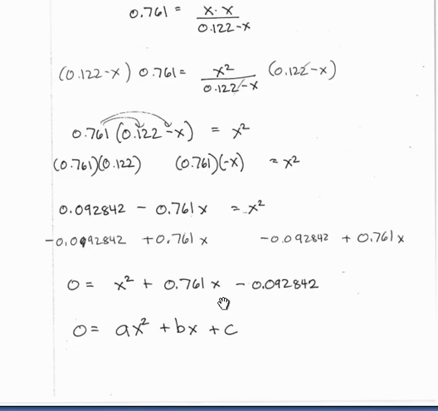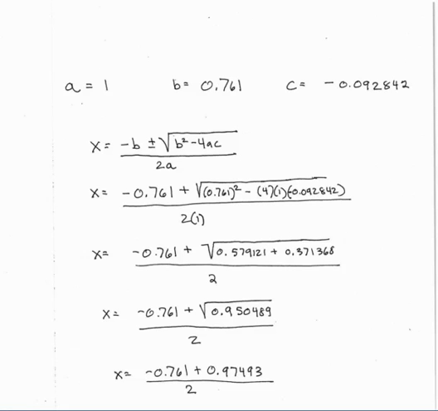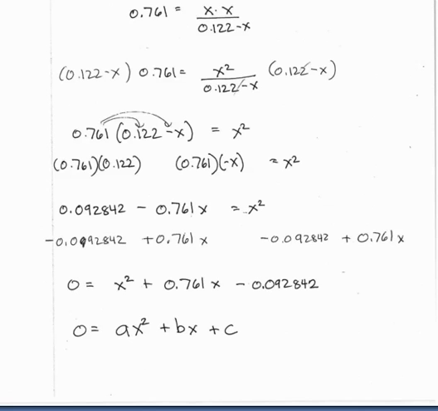So once I've done all the algebra just to manipulate this equation into standard form, now I can see what my a value, my b value, and my c value are. So a is equal to 1, b is equal to 0.761, and c is negative 0.092842. So here we are. Here's my equation, and that's how I was able to get a, b, and c.